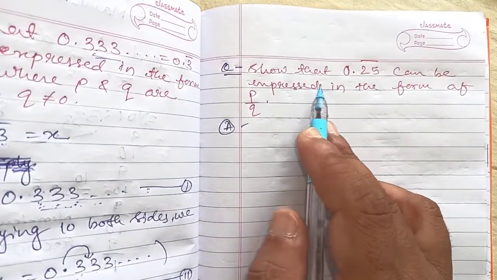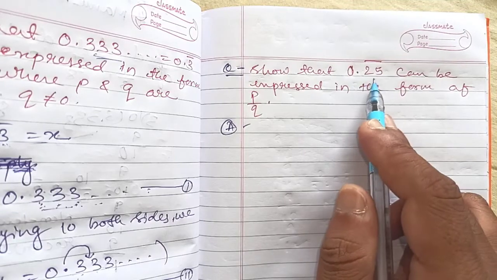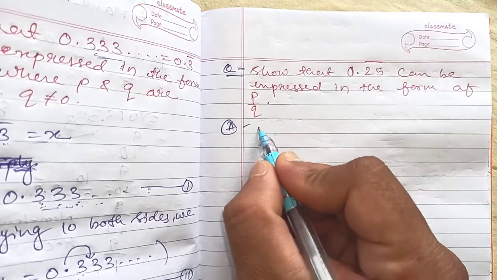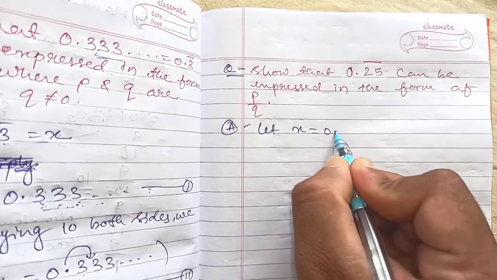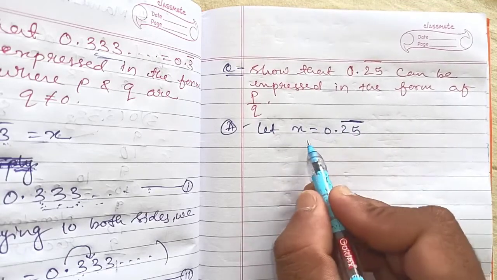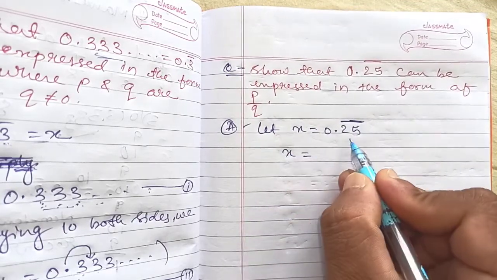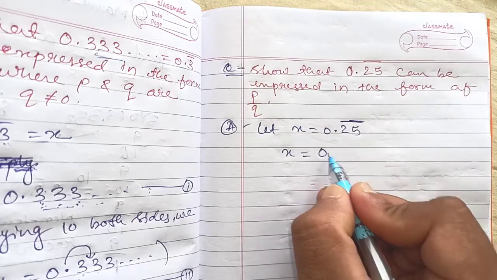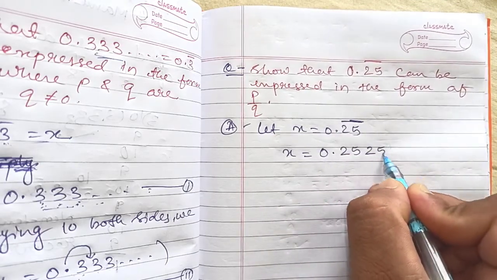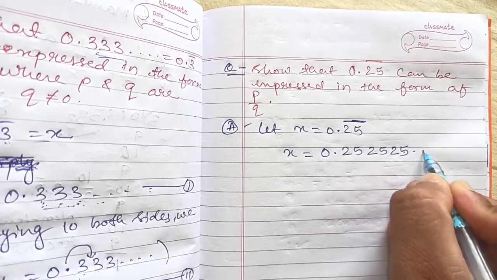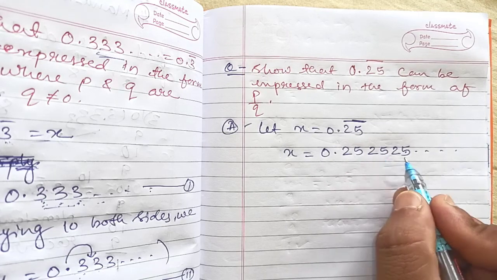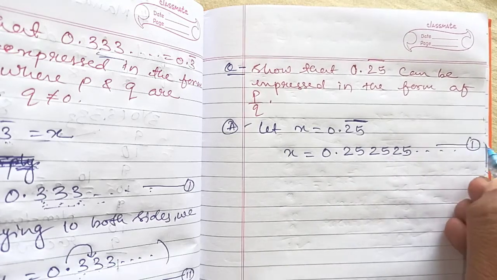Here the question is given: show that 0.25 bar, with 25 under the bar, can be expressed in the form of p by q. The first step we should write is let x equal 0.25 bar. Whatever number is given, you take that as x. Now whichever number is written under the bar, you write that number 2 more times. So 0.25 was given, and 2 more times I wrote 25 and 25. This is our equation 1.